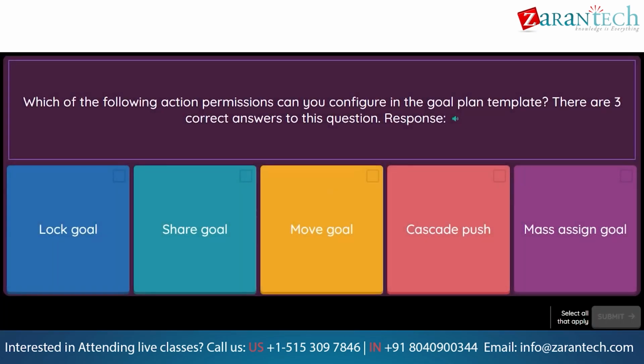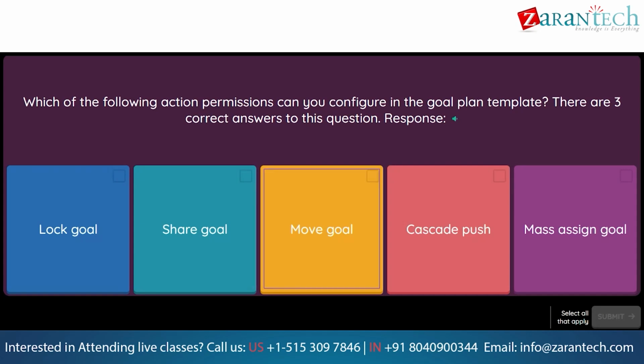Question: Which of the following action permissions can you configure in the goal plan template? There are 3 correct answers to this question. Response: Option 1, Lock goal. Option 2, Share goal. Option 3, Move goal. Option 4, Cascade push. Option 5, Mass assign goal.